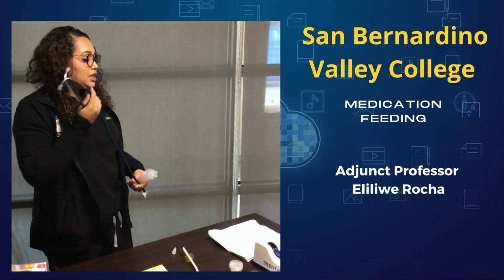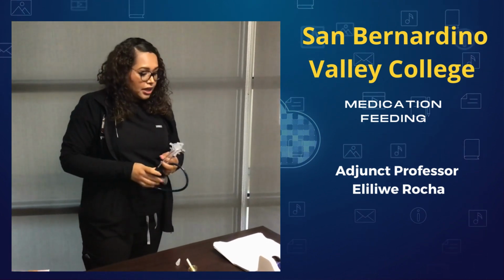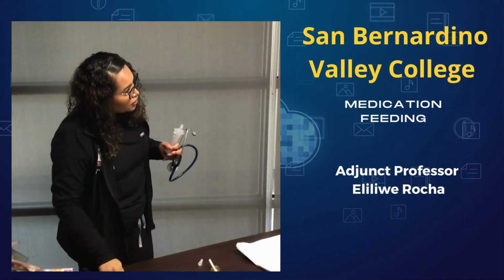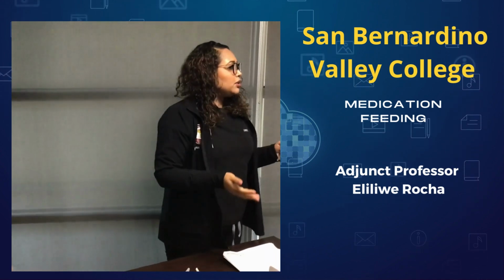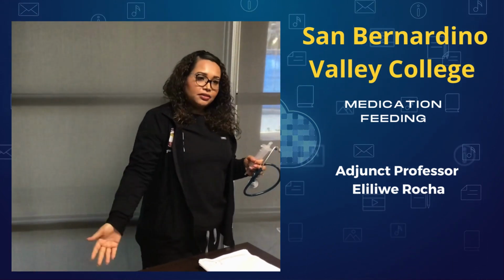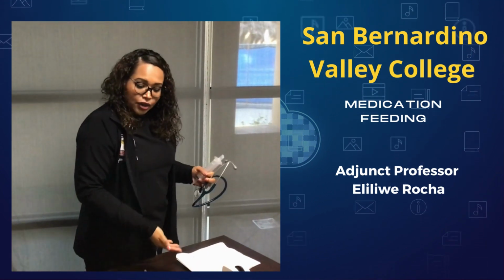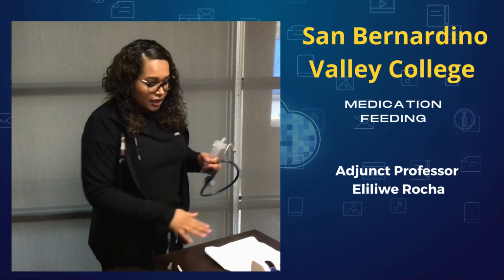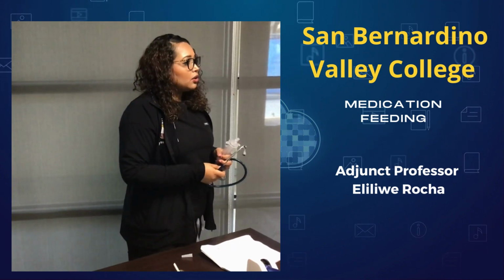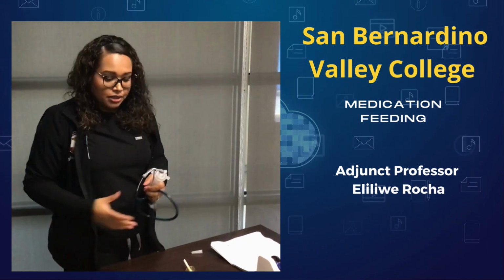So the first thing that I want to do after I gather my supplies, I come in and knock on the door. And then what do you do? Identify yourself. You identify yourself and you identify your patient. Now that you've identified your patient and that you know that this patient has these medications ordered and you have to go ahead and give them, now I can check for placement.